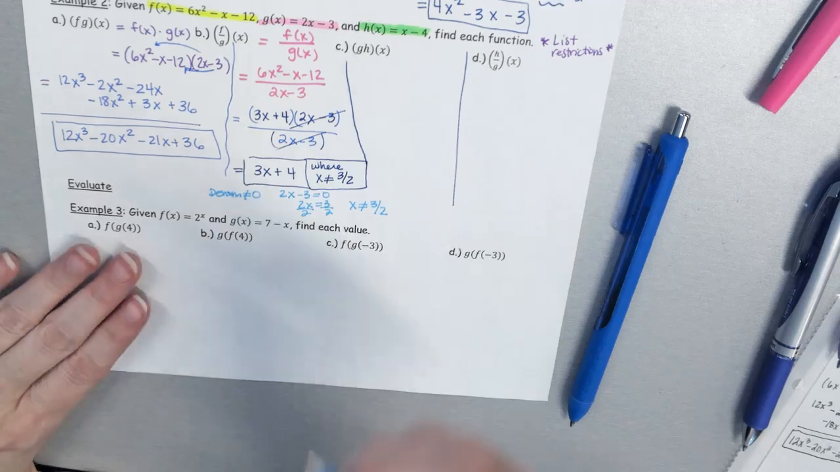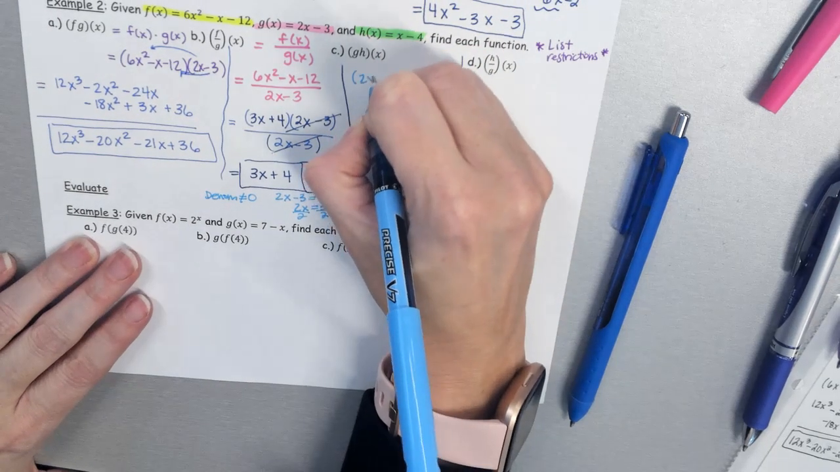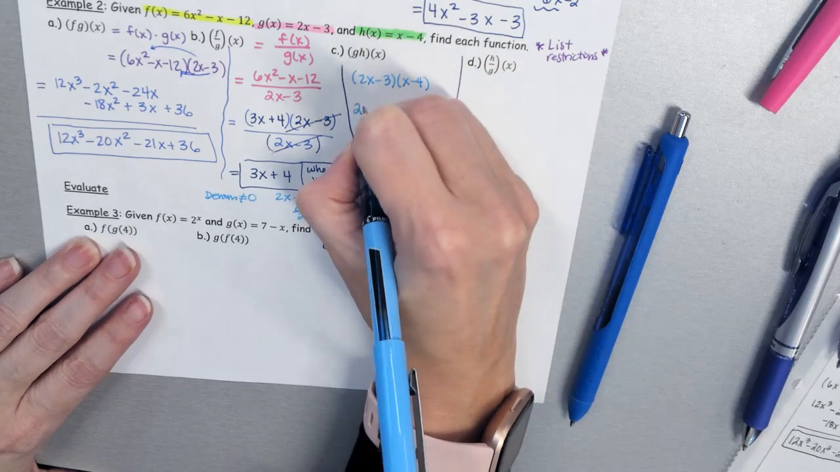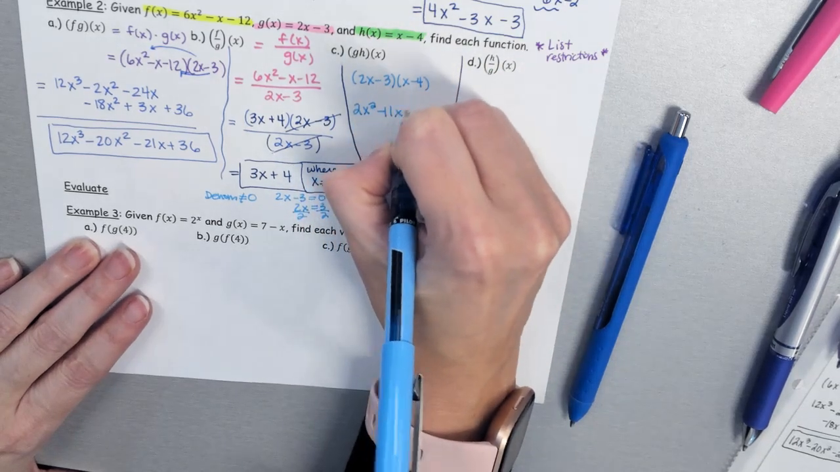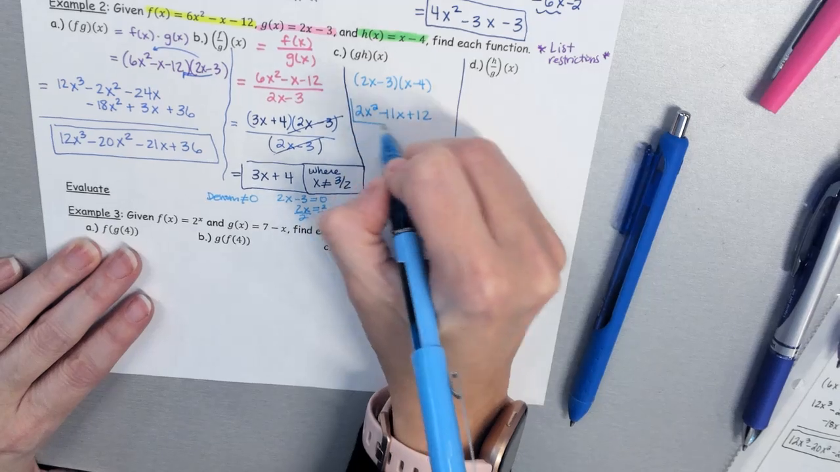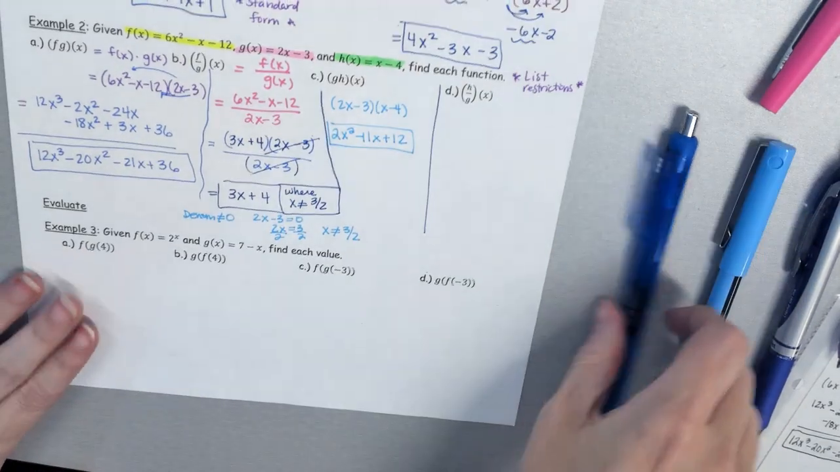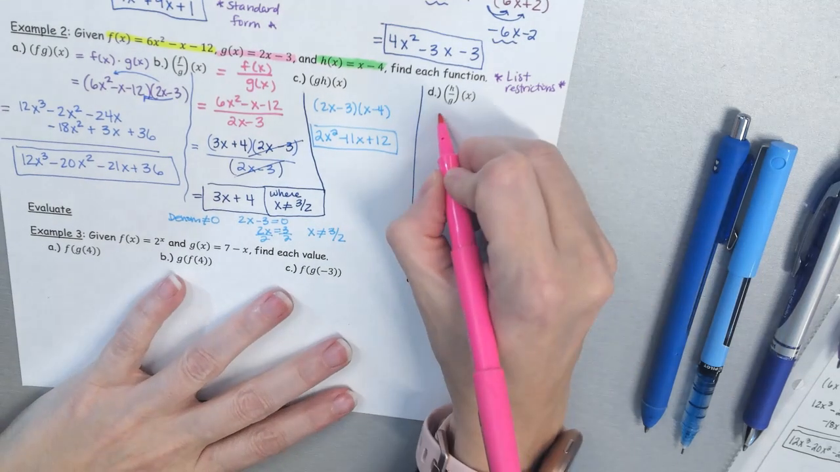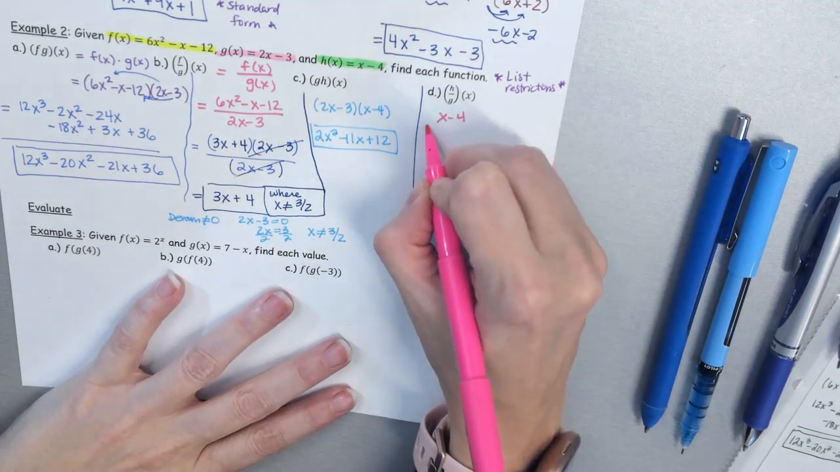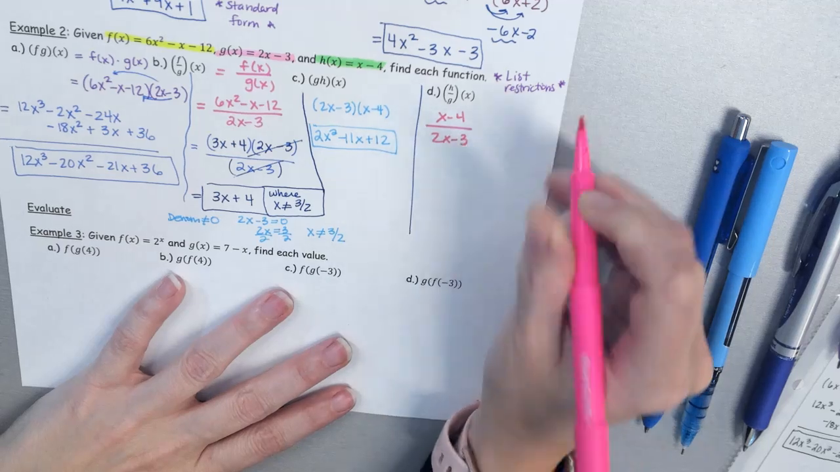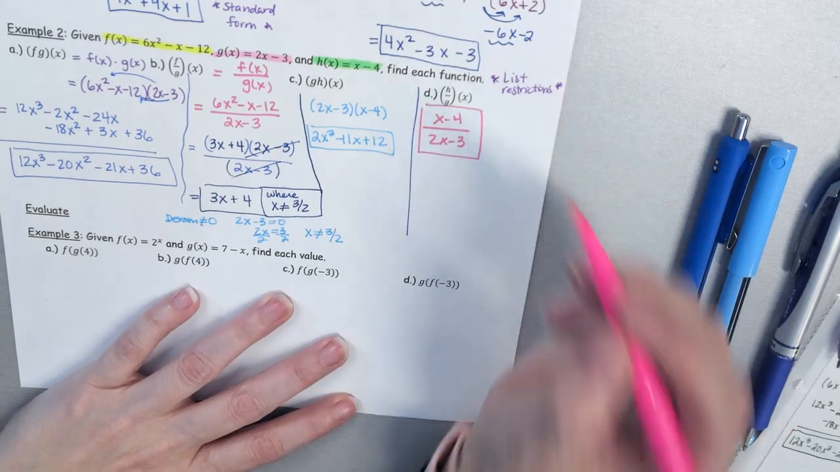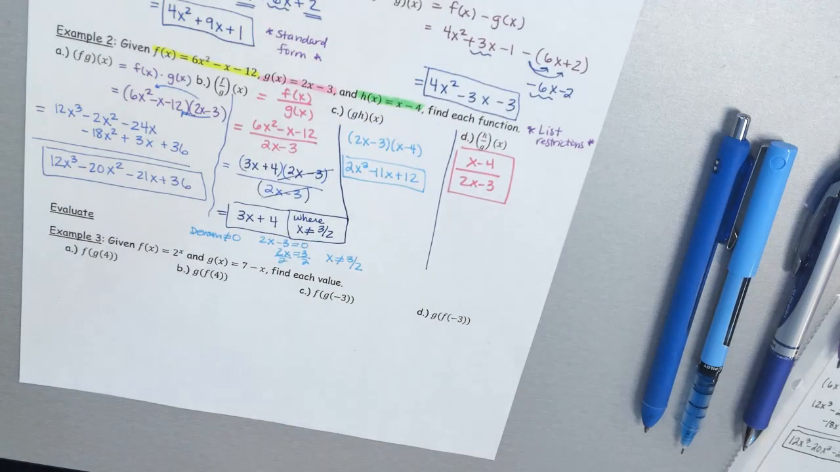Okay, so when you multiply your 2x minus 3 times x minus 4, you just had to FOIL. So you should get 2x squared minus 11x plus 12. Okay, and then for D, for the division, you have x minus 4 over 2x minus 3. There's nothing to factor there, so this actually is your answer along with your restriction.